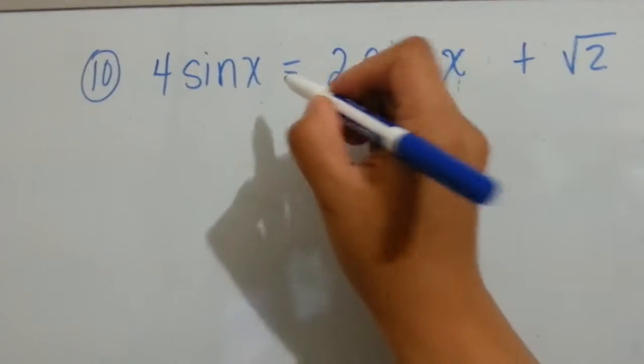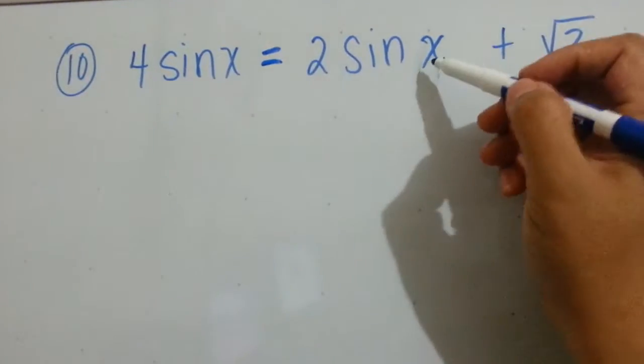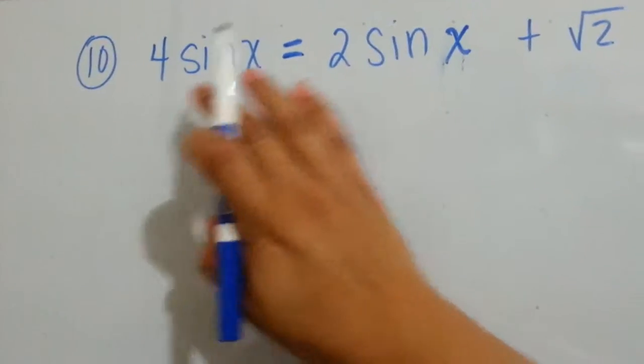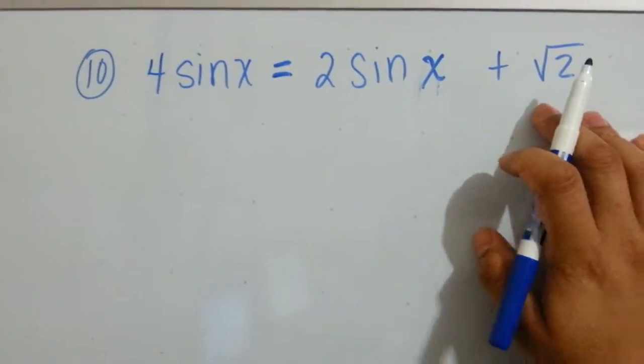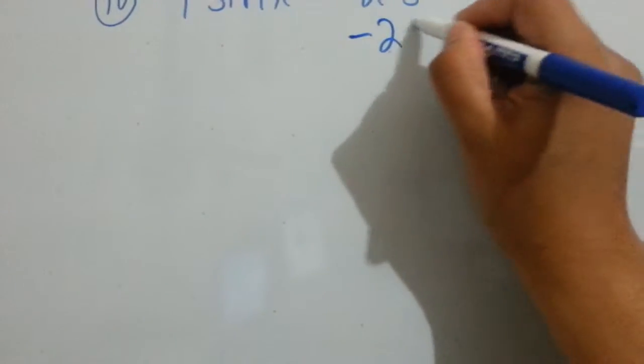Right, this is that first problem that we have to solve, and this is algebra, and what you want to do is get all like terms together, and we're solving for x, so we have to collect all the sine x's. You have 4 sine x equals 2 sine x plus root 2, so we're going to move this one to the other side, and we're going to do that by subtracting it.